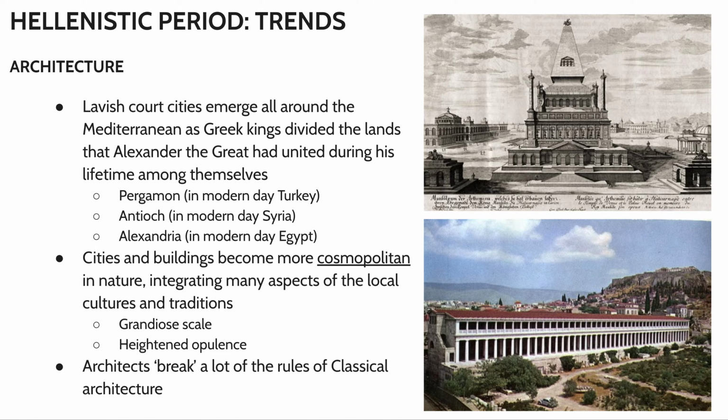So cities and buildings at this point in time are becoming more cosmopolitan in nature. That means there are more different kinds of people, different kinds of cultures, and different kinds of influences being injected into the culture of the city. So there's lots of local cultures and traditions that are integrated into elements of existing Greek architecture. And because of that, you're starting to see a lot of classical architecture rules from Greece being broken and retrofitted to match these more regional styles.